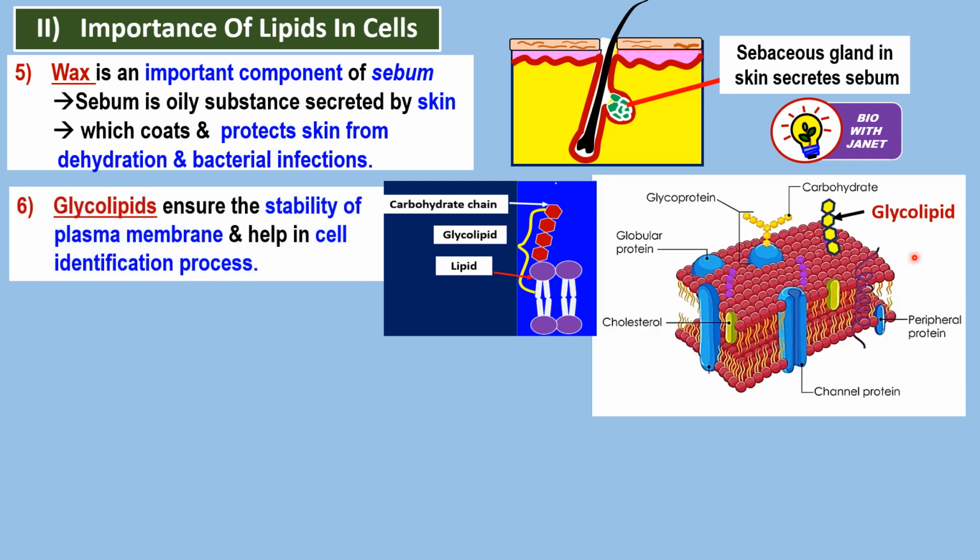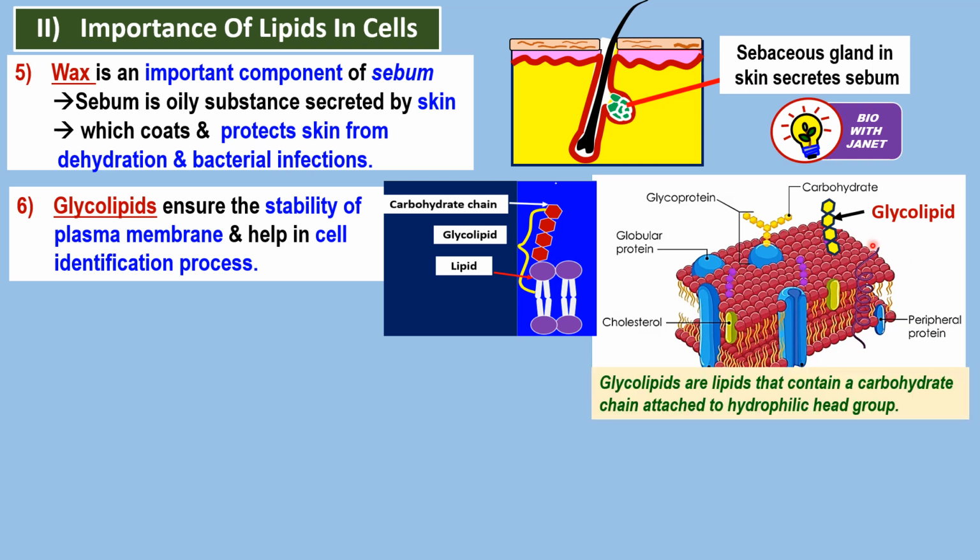Number 6, glycolipids. So glycolipids are another type of lipids, right? And glycolipids are actually lipids that contain a carbohydrate chain attached to the hydrophilic head, the red part here. So they are found in the plasma membrane, inside the phospholipid bilayer, but the carbohydrate chain here is exposed.